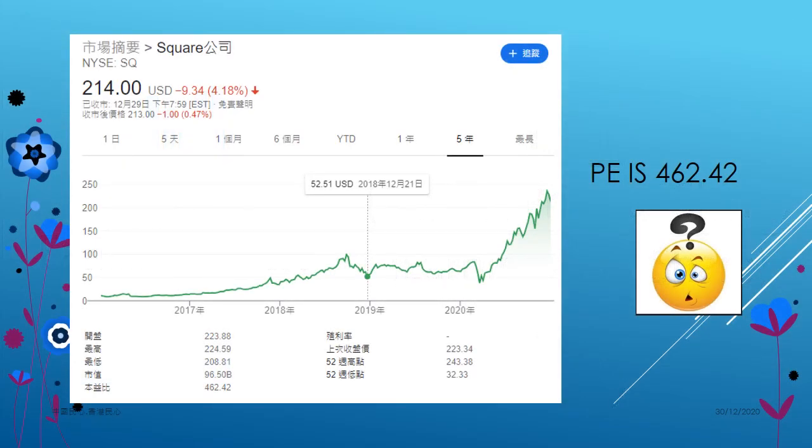Okay, we take an example of Square, right? This company, this stock. At the left bottom corner, you will see the price to earnings ratio. Yesterday, 462.42. Wow, is it reasonable? Seems too high, right? Normally we will see it's under 100. Why is it so high?